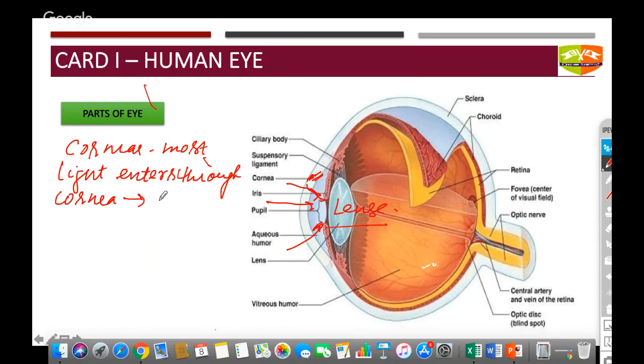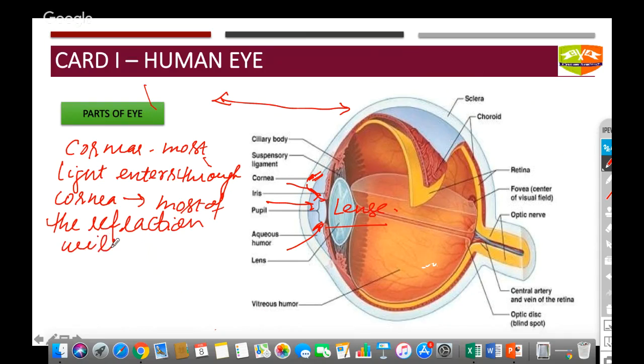And due to this, most of the refraction happens, because the medium gets changed. It is coming from air and entering into a different medium, the eyeball altogether. The cornea acts as a separating part of two mediums, a medium separation kind of plane. What happens is most of the refraction will happen on the cornea. This is the role of the cornea.